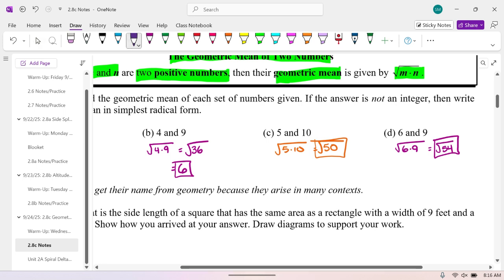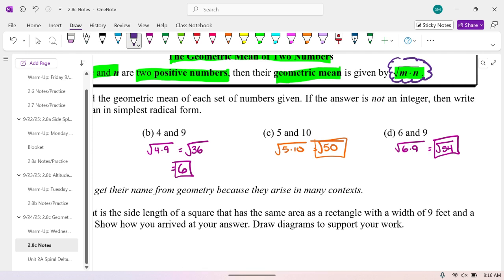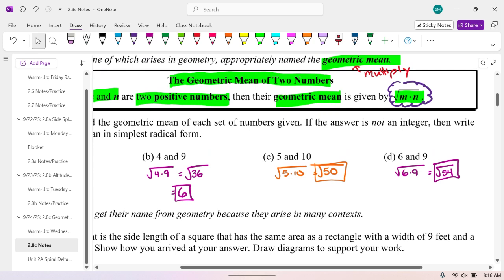Again, this is the formula for a geometric mean. If you have two numbers m and n, they need to be positive. Why do they have to be positive? Why can I not have one negative number? Because you have a negative square root. Now, when we get to quadratics, we're going to learn that negative square roots create what we call complex numbers. But for right now, we're dealing with real numbers, so we're not going to even try with negative square roots right now.